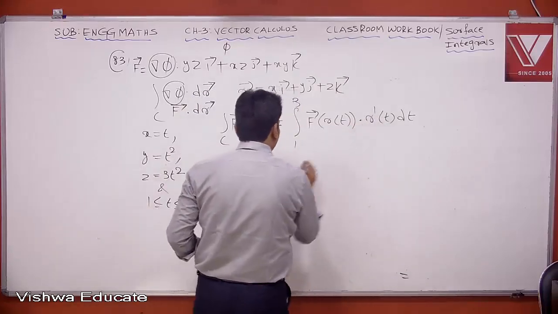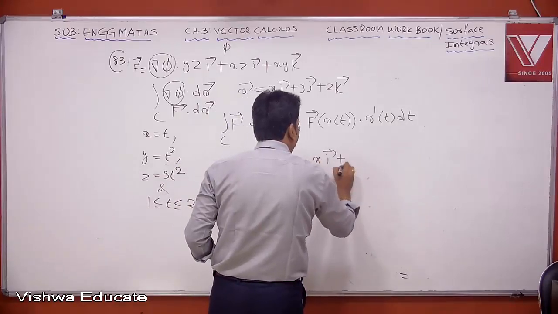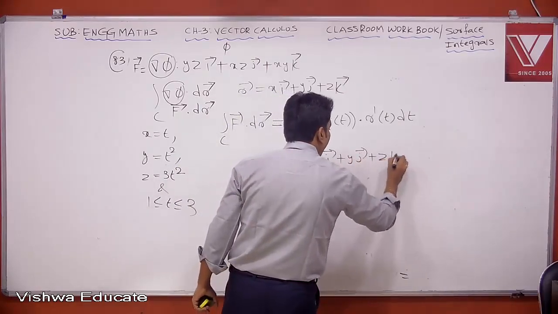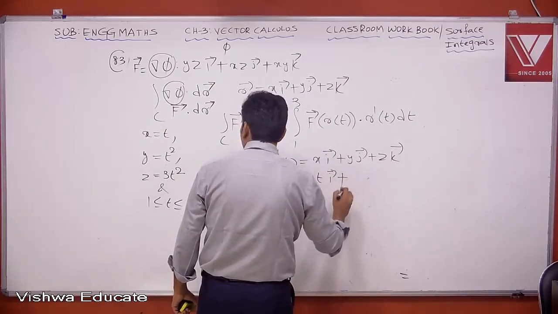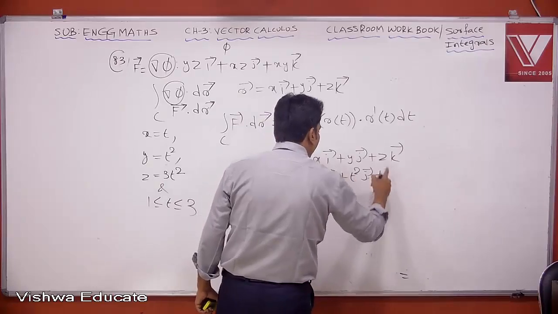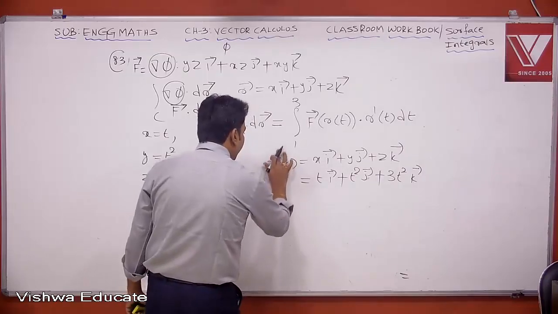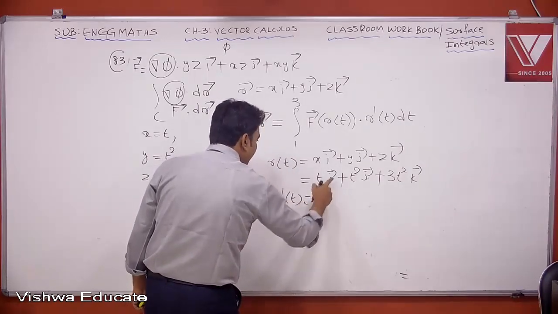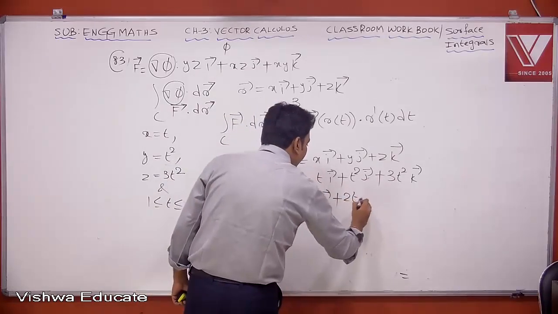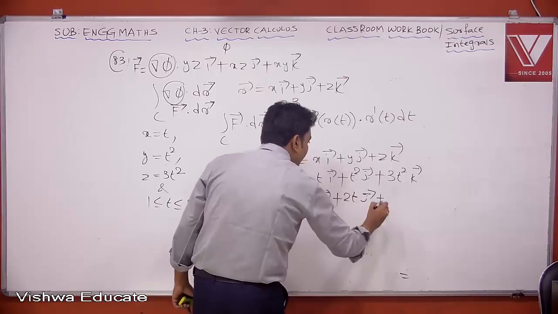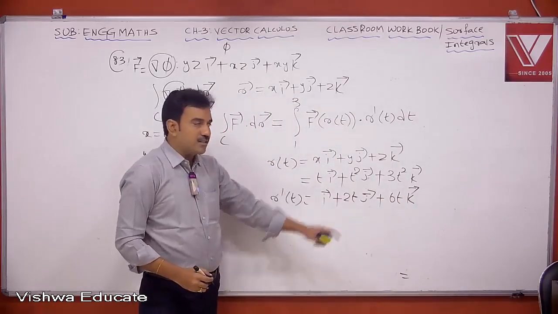At first, let us see what this is. Here r of t is basically the vector xi bar plus yj bar plus zk bar. Now what is x? It is t. So this is t i bar, y value t square j bar, z value 3t square k bar. So here this is r of t. Now r dash of t, that means to differentiate this with respect to t: derivative of t is 1, so i bar, plus 2t j bar plus 6t k bar.